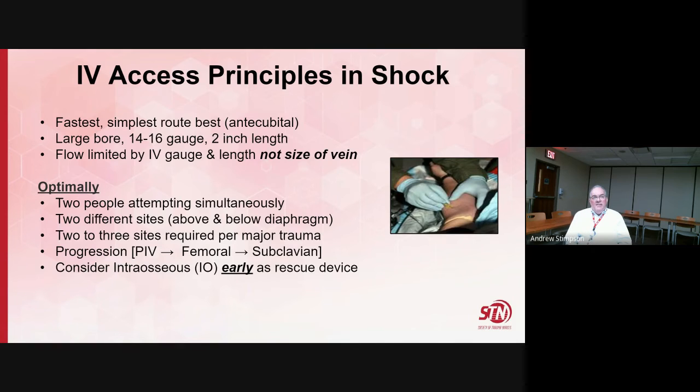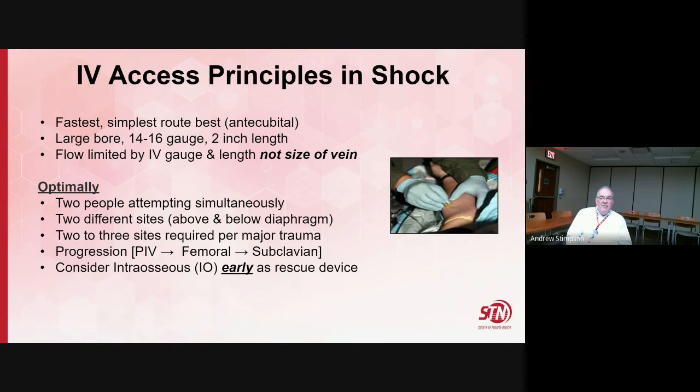Again, flow through an IV is related to the diameter or the gauge and the length. So you want a large diameter, short length catheter. The size of the thing doesn't matter. So a central catheter does not get you faster flow than a peripheral 14 or 16 gauge. The other thing is just remember with the central line catheters, they're all 20 plus centimeters long. So that means that the flow is even lower through the standard triple lumen than it would be through a peripheral. Optimally, we want to get multiple people trying to get lines in as quickly as we can.